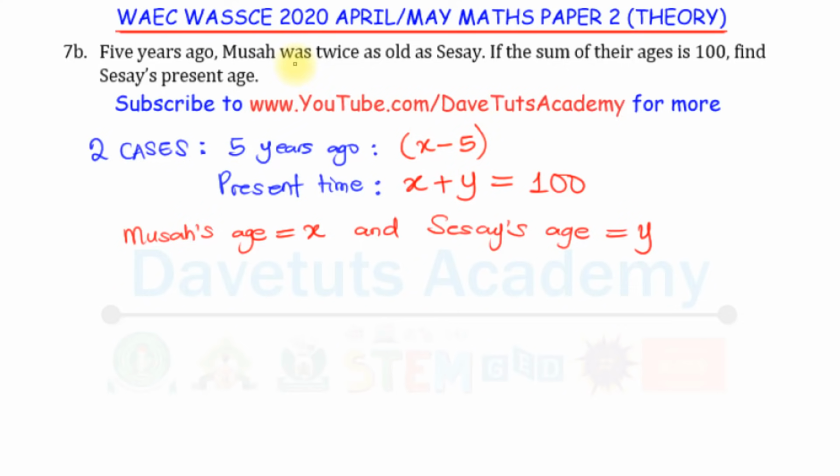But for him, he is twice as old as Sese. So if X minus 5 is Musa's age, then Sese's age should be Y minus 5, 5 years ago. But we are told that the age of Musa 5 years ago is 2 times the age of Sese 5 years ago. So these are the two equations that we need to note and work with, and we can say that this is equation 1 and this is equation 2. Well, we are to find Sese's present age. Sese's present age is Y. So Y is our point of interest in this particular case, okay?